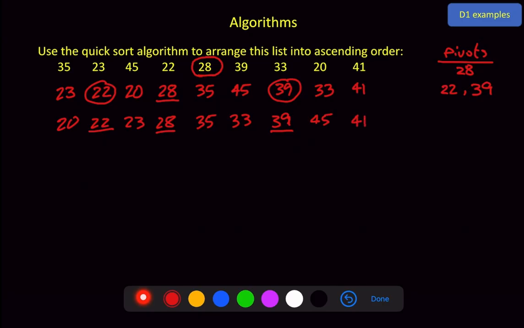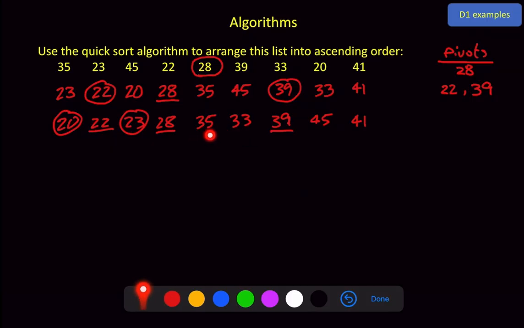Now there's a little bit of flexibility here in terms of what the exam expects, but what I would suggest is that you just keep going and treat each of these as pivots. This one, separated by the ones that are in place. Now we've got two lists here of two numbers.